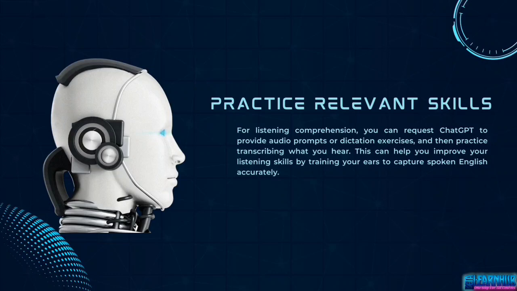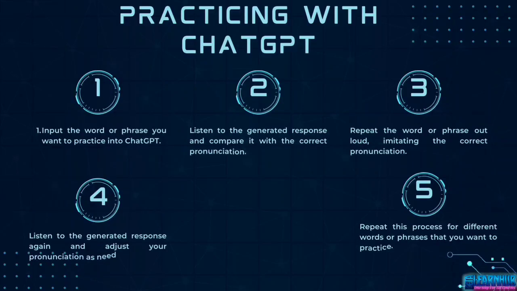So you input the word or phrase you want to practice into ChatGPT. Listen to the generated response, compare it with your correct pronunciation, or its correct pronunciation, and repeat the word over and over and over again until you get the correct pronunciation. It's very good to actually be recording yourself, listening to yourself and listening to the way the correct pronunciation should be. And you repeat this process over and over again. And of course, tongue twisters are super for that.